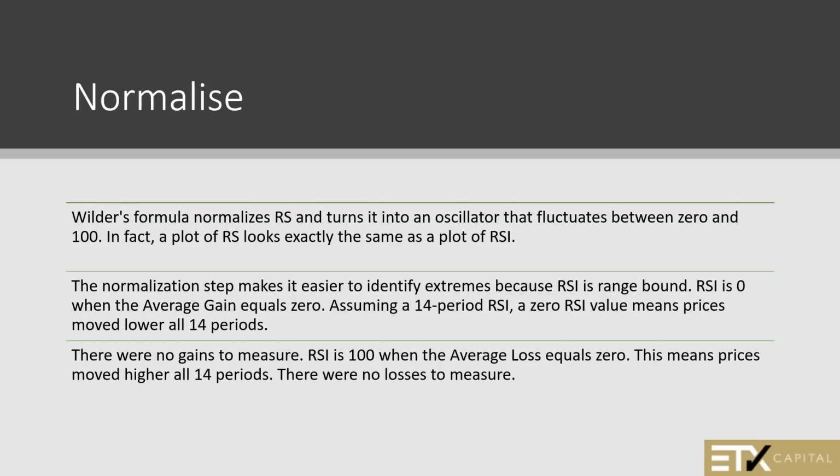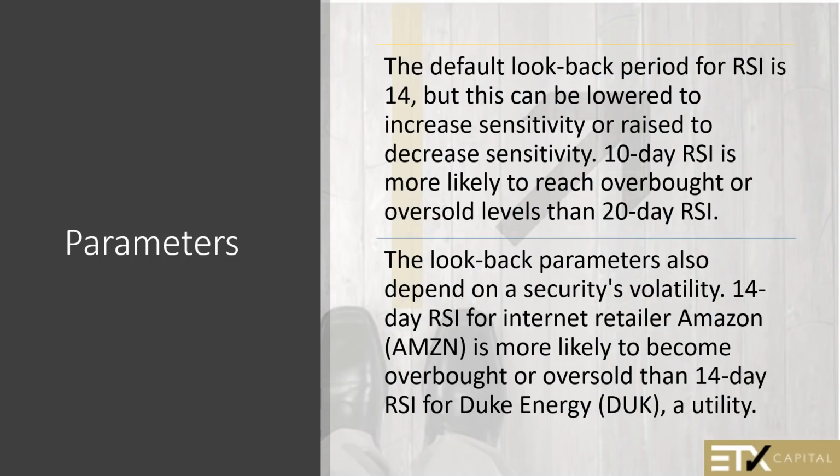There were no gains to measure. RSI is 100 when the average loss equals 0. There were no losses. That means over the last 14 periods, the asset rose each of those 14 periods. It doesn't say how much it rose by. It just rose every time, so you never had a loss. So the loss would be 0. This means that all 14 periods were higher and there were no losses in that period.